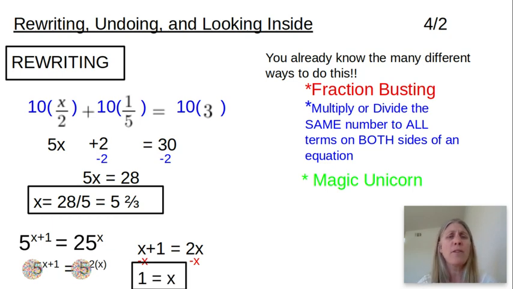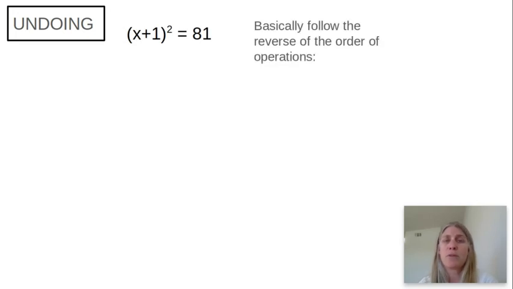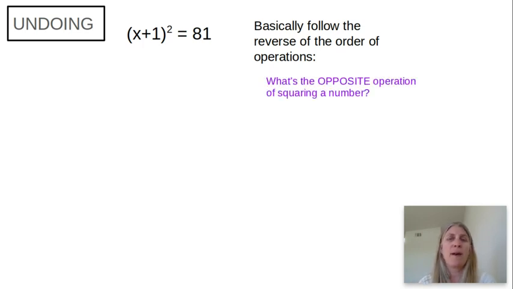Our next technique, we've also learned how to do. It's usually the normal way that we solve problems, which is undoing. It's doing the opposite operations than we use for parentheses, exponents, multiplication, division, and addition, subtraction. So we're going the reverse. Now we're solving for x, so we're undoing everything until we have x. So here I have x plus 1 squared, and so I'm asking what's the opposite operation of squaring a number. And the opposite operation of squaring a number is taking the square root.